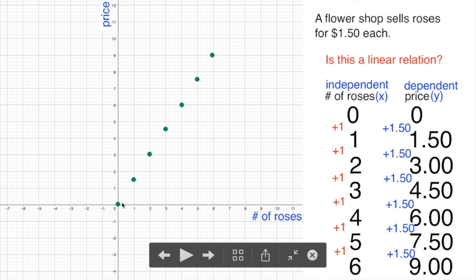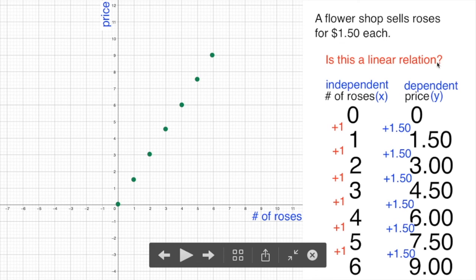So this is 1.5, the vertical distance between these two points. And this is 1.5, and this is 1.5. If it wasn't the same each time, it wouldn't make a line. It would make some kind of curve. It could be curving this way or any kind of shape, but it wouldn't be a straight line.